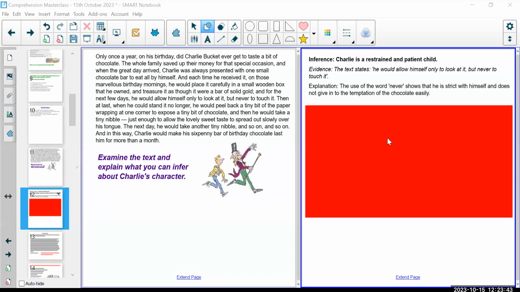Charlie is grateful for what he receives because he treasures the chocolate bar that he is given every year on his birthday. This is shown by the phrase, "treasure it as though it were a bar of solid gold." As his family are so poor, he finds this a big treat. Yes, good.